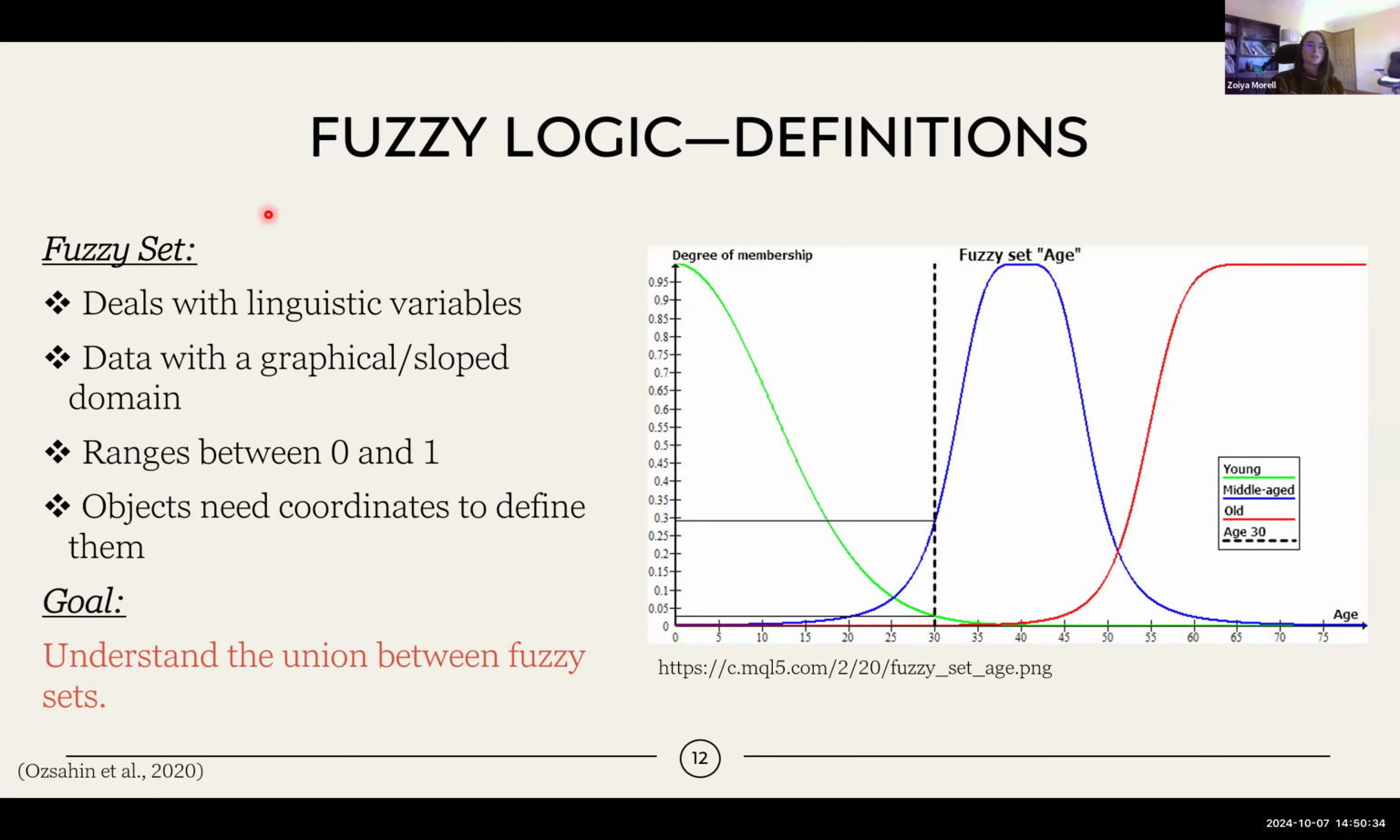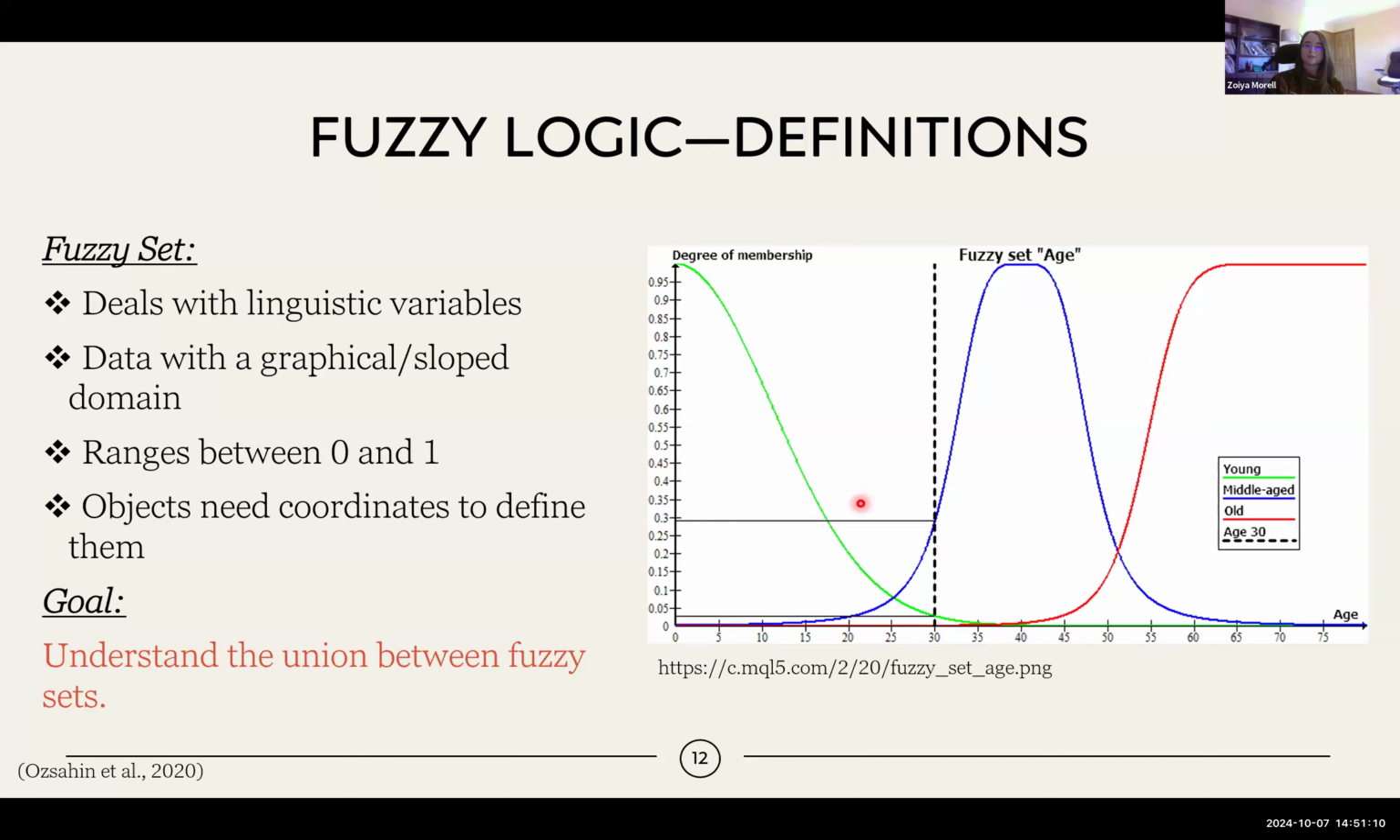And that brings us to fuzzy sets. These deal with linguistic variables, which are basically words that modify. They depend on how they're being used in a sentence. So very something, somewhat something, and you can't just assign binary values to them anymore. It depends on syntax and all these other rules. Because of this, fuzzy sets deal with a graphical or sloped domain, and they range between 0 and 1. In this case, 0 is like false, 1 is true. And because of this, objects need coordinates to define where they fall between true and false.